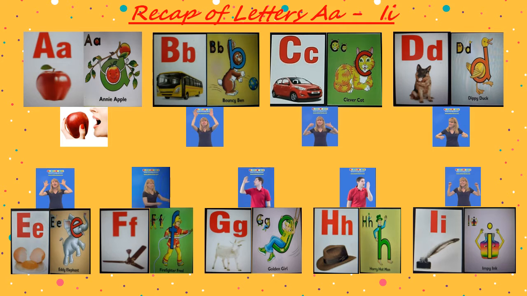The next flashcard is of letter B. That's right. And the literal and character for letter B is Bouncy Ben. The sound that letter B makes is B. And the action trick for letter B is shoot your arms up for ears and wiggle them. Buzz. Ball.